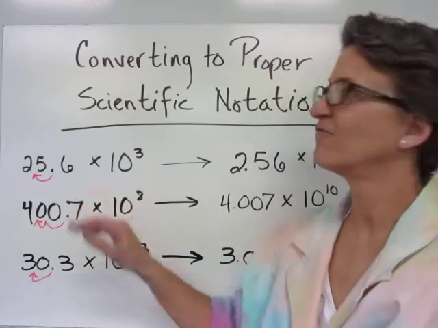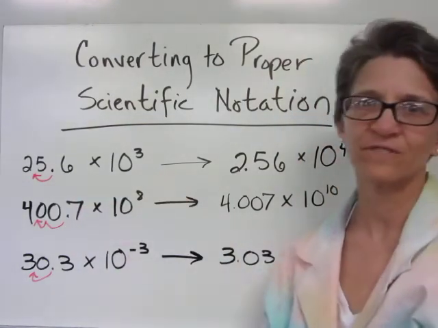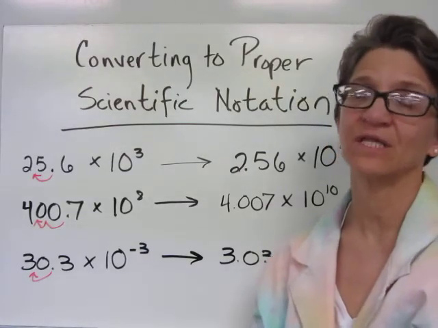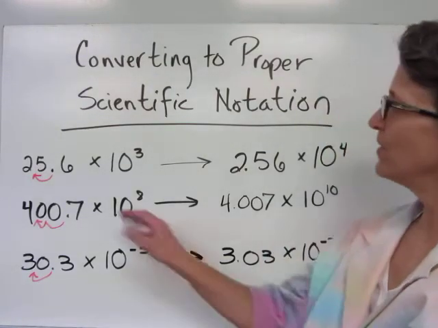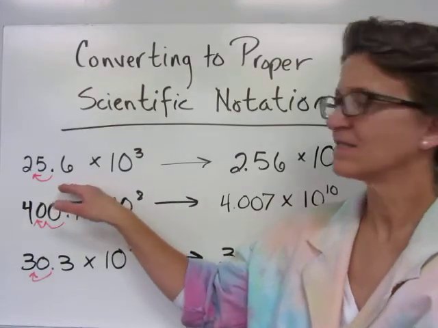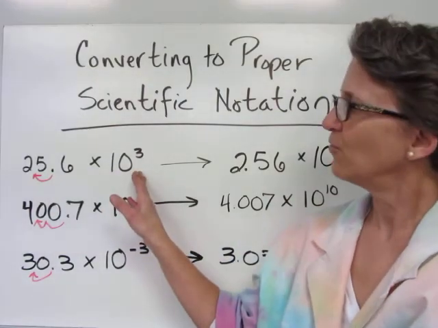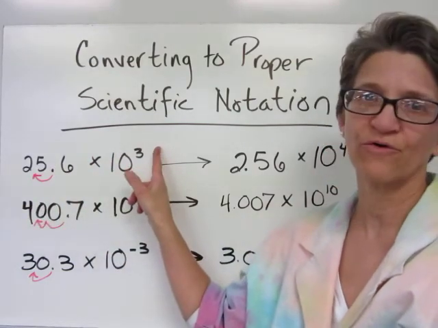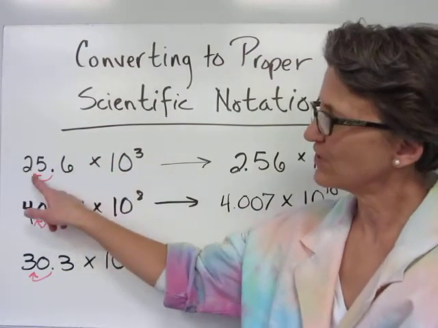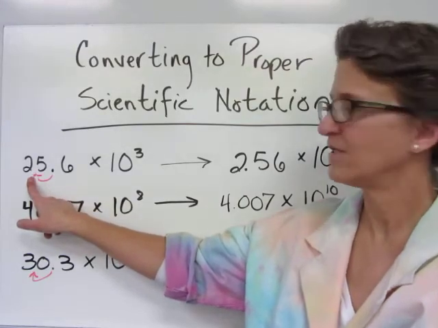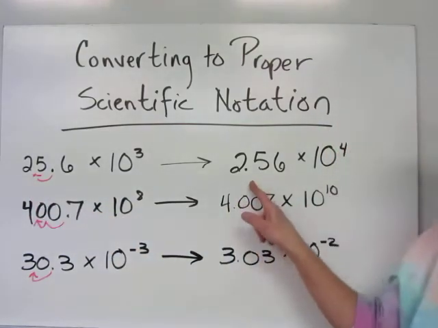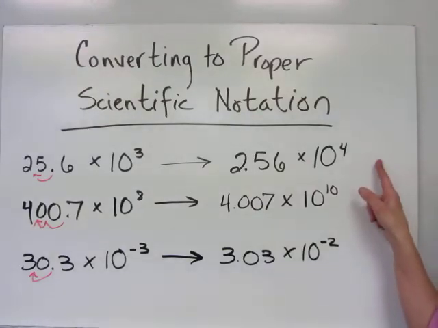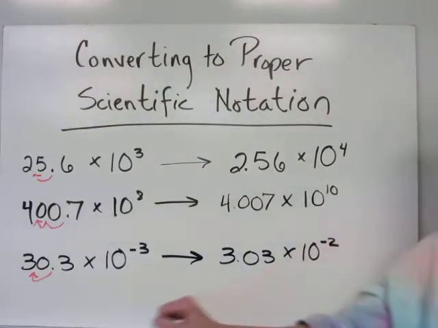Some hints on how to convert your number to proper scientific notation. Proper scientific notation only has 1 number to the left of the decimal. If we have 25.6 times 10 to the third, we need this to be 2.56, and we need to change our order of magnitude. We're moving our decimal 1 place to the left, which means you're multiplying by 10, and now we have 2.56 times 10 to the fourth.